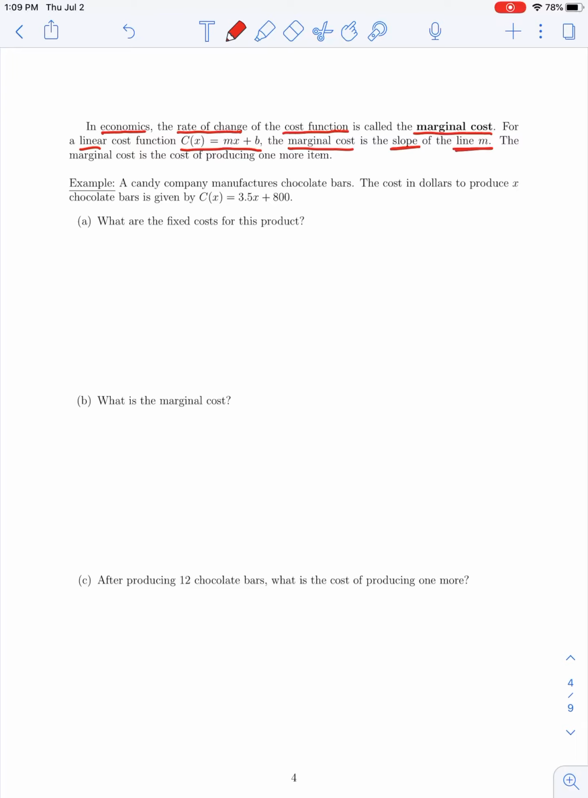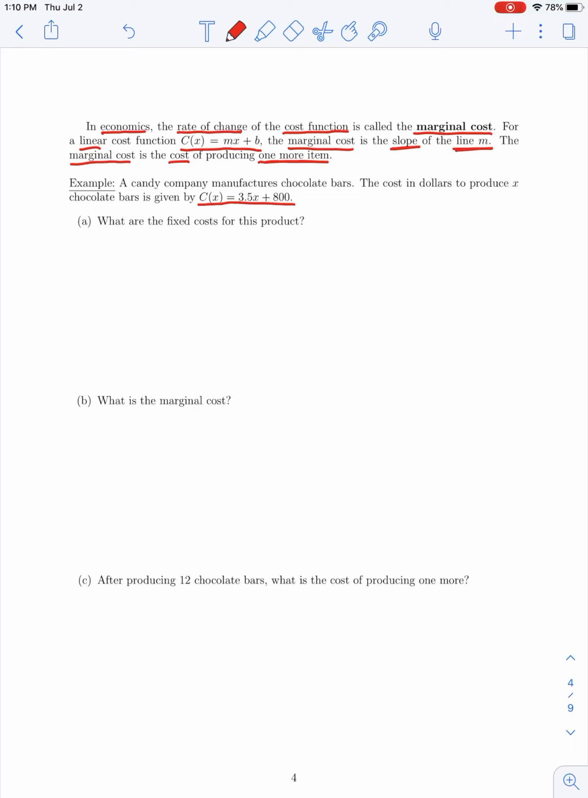So here we could also interpret the marginal cost as the cost of producing one more item. So if we've produced, say, 50 items and we want to know how much it would cost to produce that 51st item, it's given by the marginal cost, which is the slope of our line. So in this next example, we have a candy company which manufactures chocolate bars, and the cost to produce x chocolate bars is given by the function 3.5x plus 800.